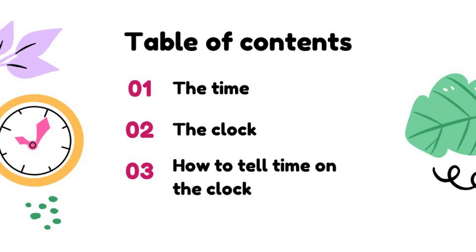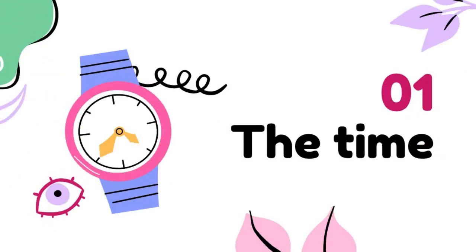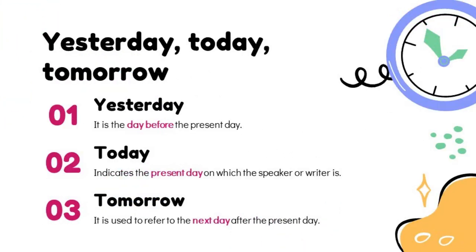1. The time. 2. The clock. 3. How to tell time on the clock. Now, let's first talk about the time. Yesterday, today, tomorrow. Yesterday. It is the day before the present day.